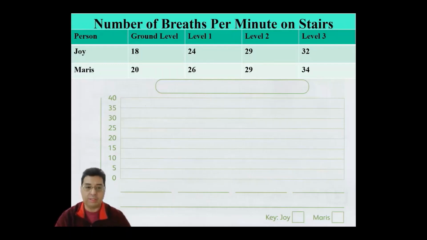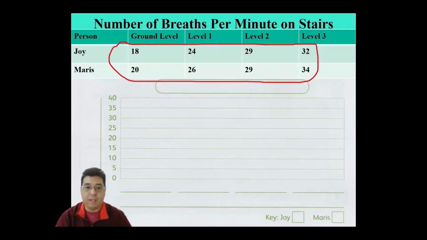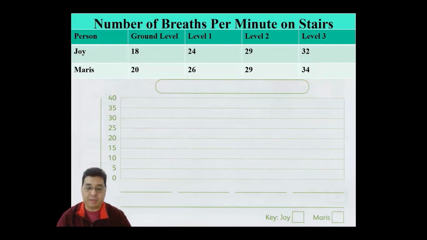So here we got this number graph here that's titled Number of Breaths per Minute on Stairs. And as you can see here, I've got Joy and Maris and the number of breaths they took per minute for each level of the stairs. Now, as you can see, I've got all this emptiness here in the graph behind me. We're going to fill all this in here, okay? Because we want all the details to match what we're doing here at the top.